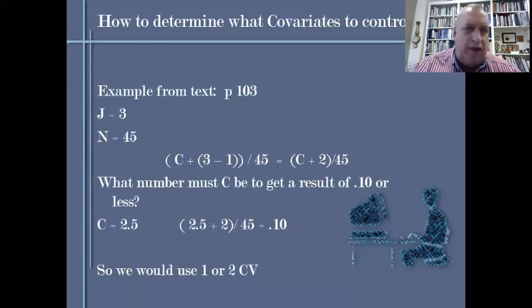So here's the example from page 103 in your textbook. We have a J of 3. We have an N of 45. So how many control variables can we use so that we get a result of 0.10 or less? Well, if we put 2.5 plus 2, that gives us 4.5, and we divide that by 45, that gives us a result of 0.10. And so we would want to use 1 or 2 control variables in this situation.